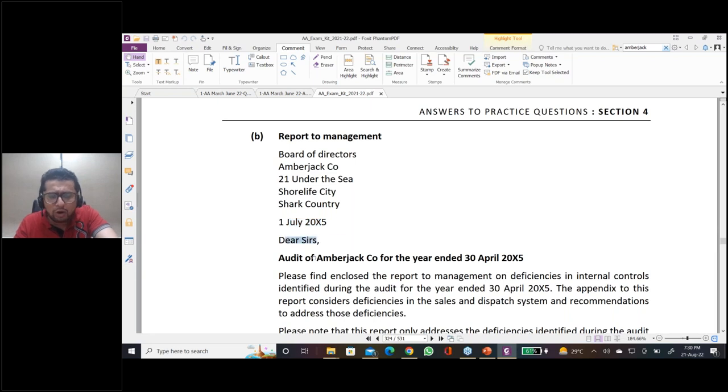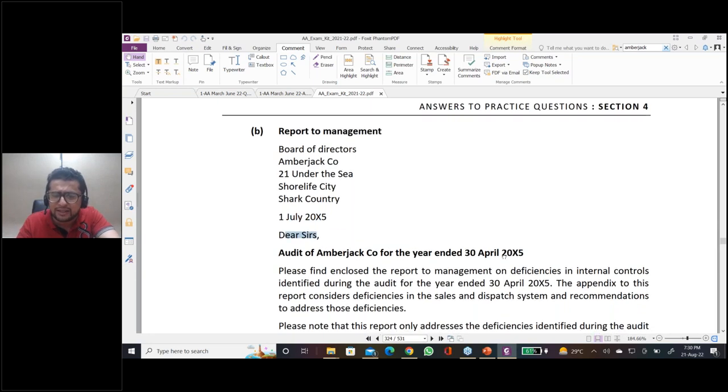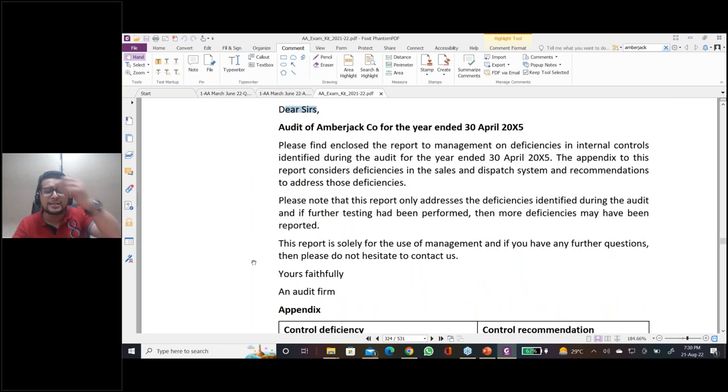And dear sirs, audit of Amberjack for the year ended 30th April. Now, there are 3 things within this letter. First of all, I would like to highlight to the client that the appendix to this report has the deficiencies and the recommendations. So the first thing: please find the enclosed report to the management on the deficiencies in the internal controls which we identified during the audit.